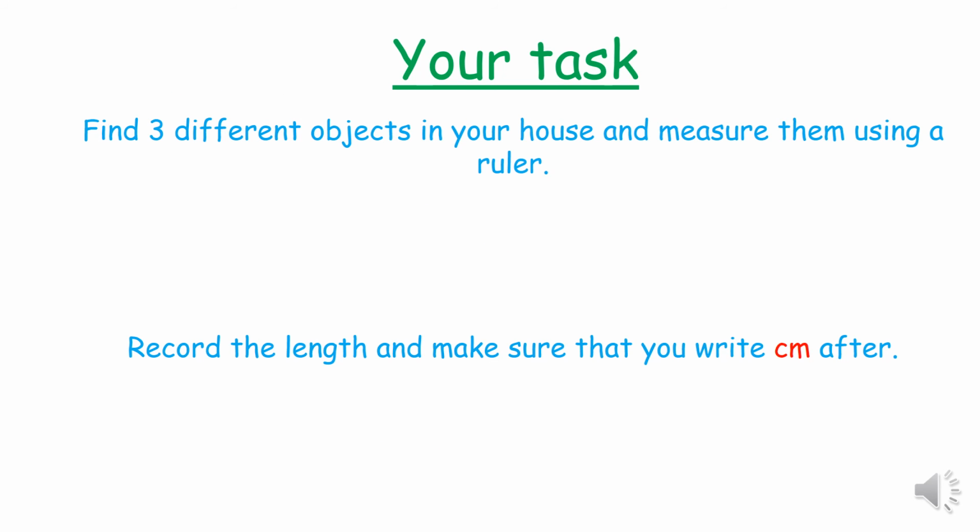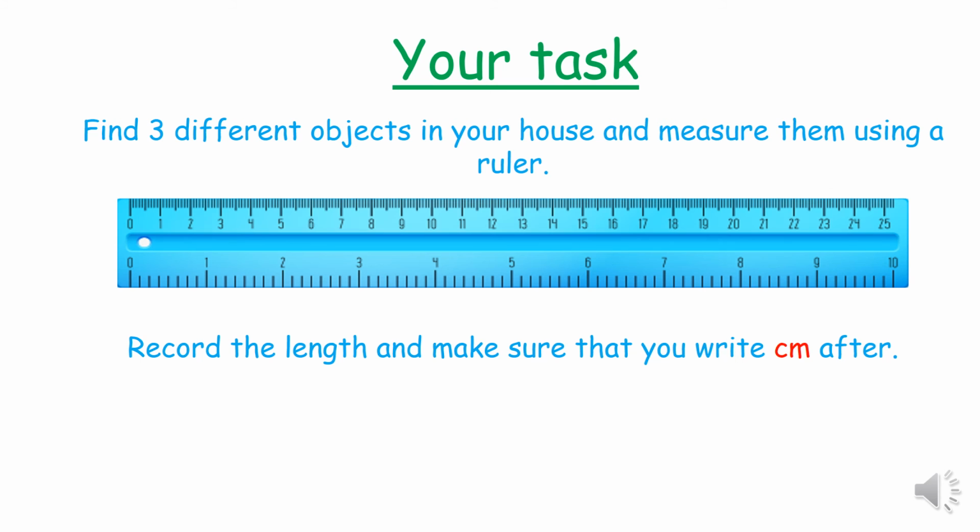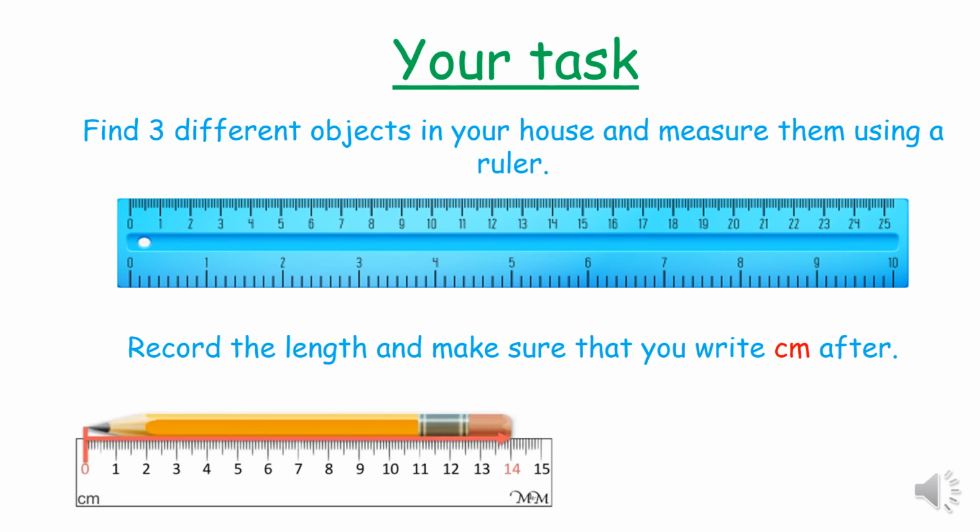Your task for today, Year 2, is I'd like you to find 3 different objects in your house and measure them using a ruler. You'll need to record the length of the objects and make sure that you write cm after. So you need to record the length of the object and write cm because cm means centimetres.